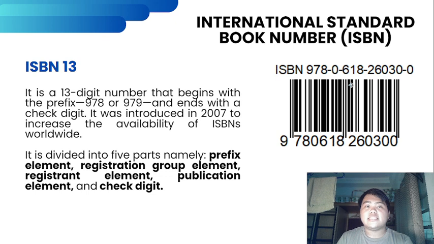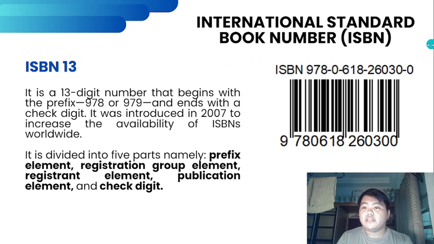So let's discuss ISBN 13. ISBN 10 has a 10-digit number. ISBN 13 obviously has a 13-digit number, as the name itself says, 13. The definition is that it is a 13-digit number that begins with the prefix 978 or 979 and ends with a check digit. It was introduced in 2007 to increase the availability of ISBNs worldwide.